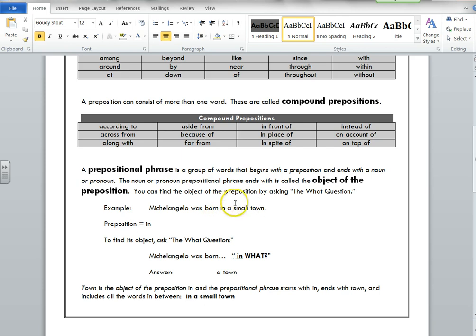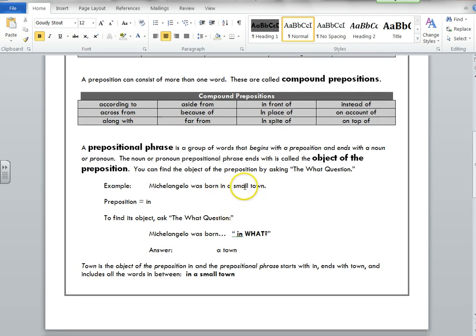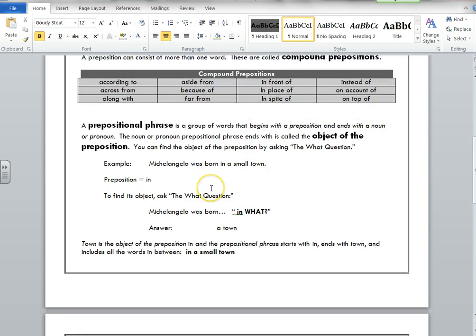It begins with the preposition, ends with the answer to your what, and it includes the adjectives describing your object. A describes town and small describes town. So the whole thing works together as a phrase, and it's telling us where Michelangelo was born. So it's actually relating born to town, not Michelangelo to town. It's relating born, where he was born. Okay?